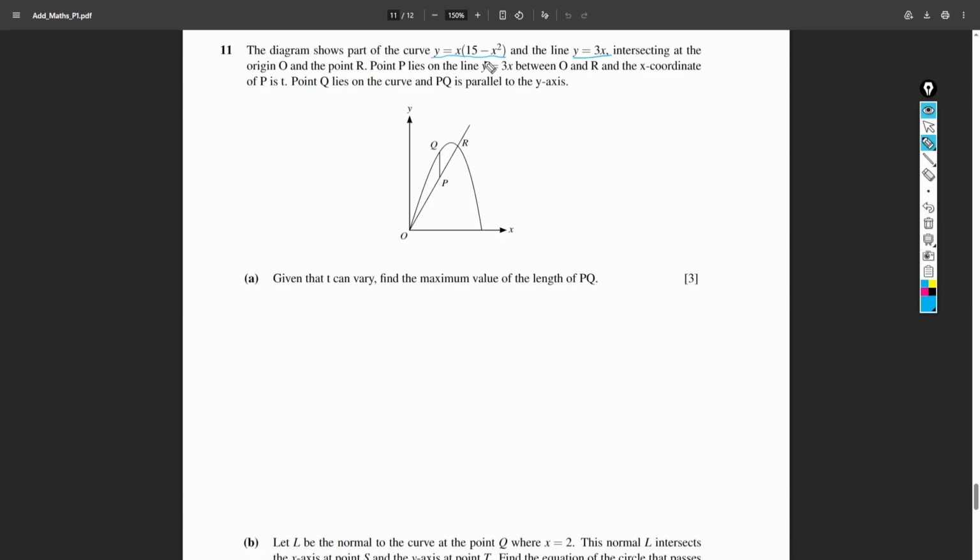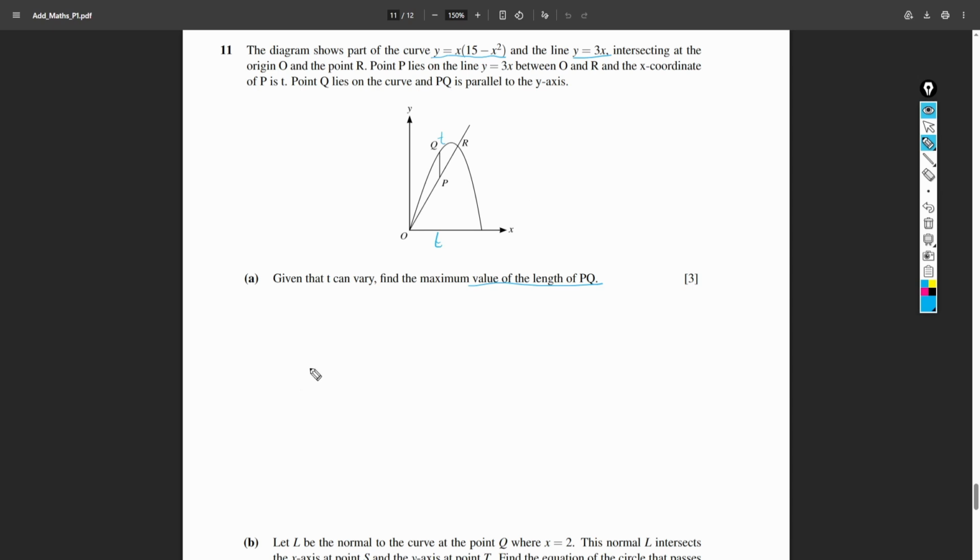The point P lies on the line y equals 3x, between O and R, and the x-coordinate of P is t. Point Q lies on the curve, and PQ is parallel to the y-axis, so the x value of Q is also t. Given that t can vary, find the maximum value of the length of PQ.